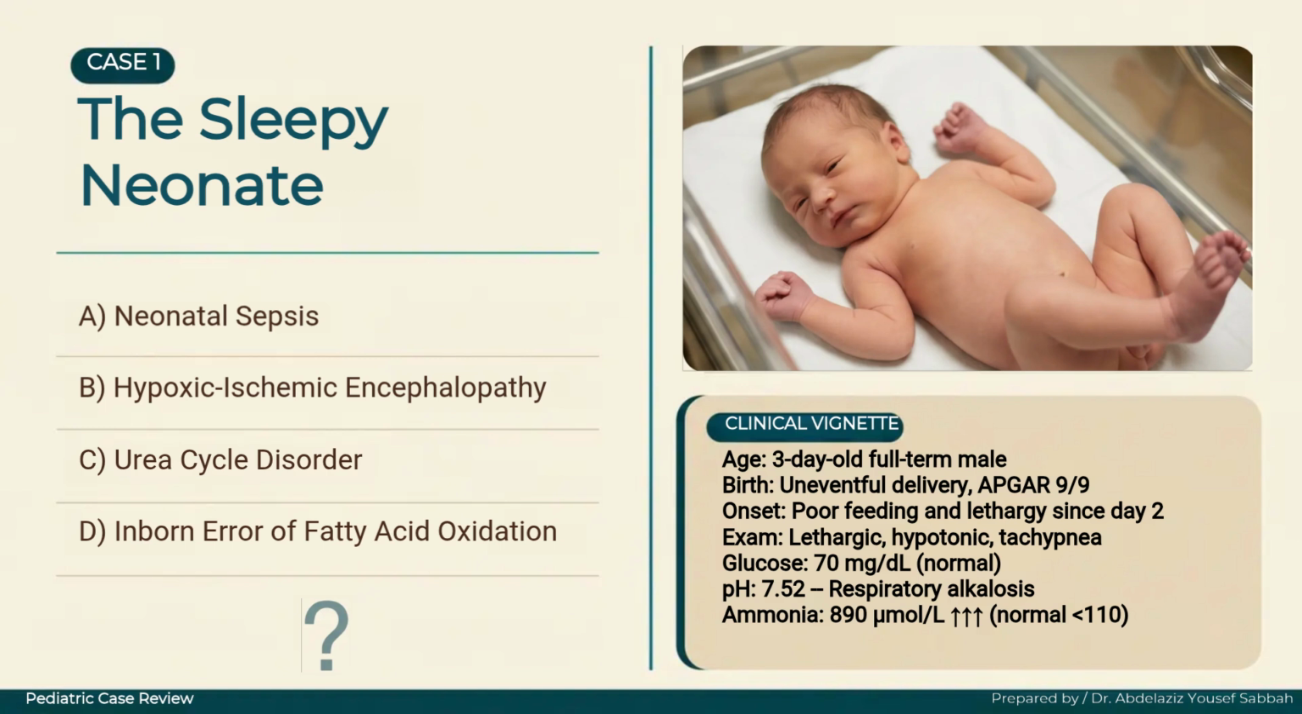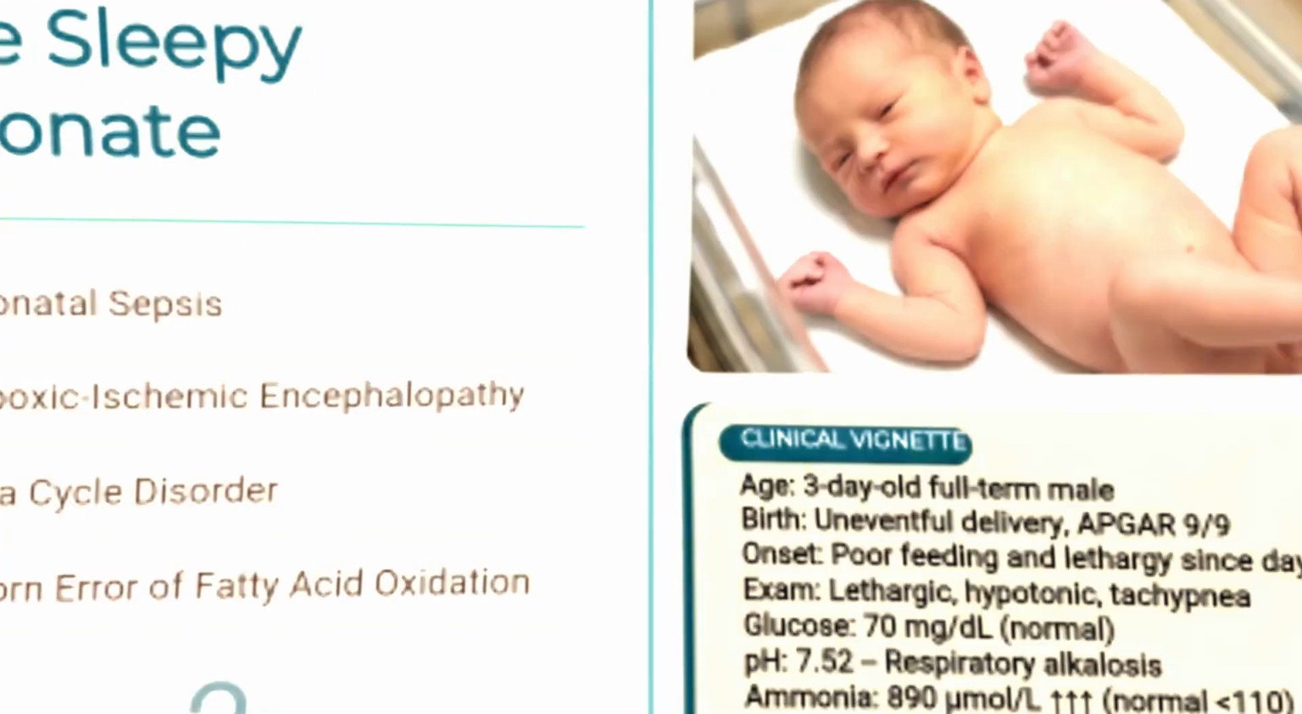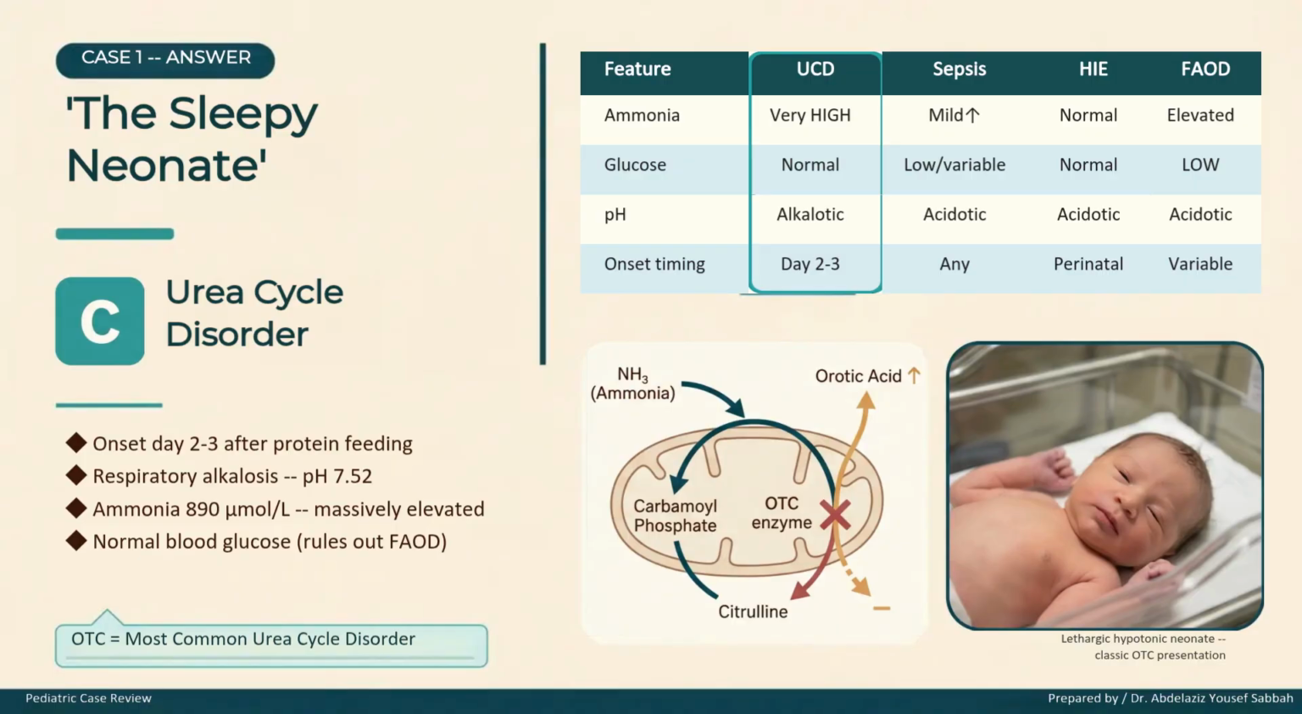Pause on this combination. A previously well neonate who deteriorates after feeding begins with a high pH and a sky-high ammonia. What's your leading diagnosis? The answer is C, a urea cycle disorder.